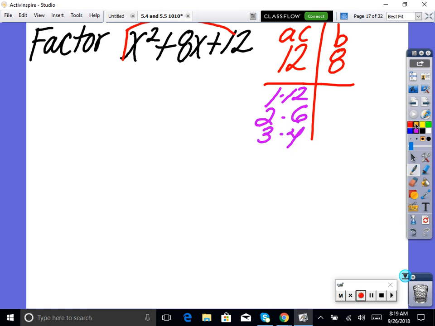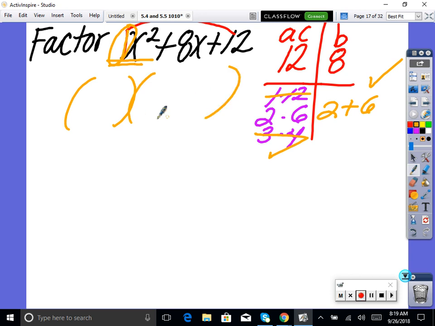So which ones could add up to be 8? 1 and 12, no. 3 and 4, no. 2 and 6, yes. And then 2 plus 6 does equal 8. 2 times 6 does equal positive 12. So those are our factors. You would check, can I quick factor? Yes, because our leading term is positive 1. So we throw in our parentheses, x and x. Then insert those right in. So positive 2 and positive 6. Easy stuff, right?